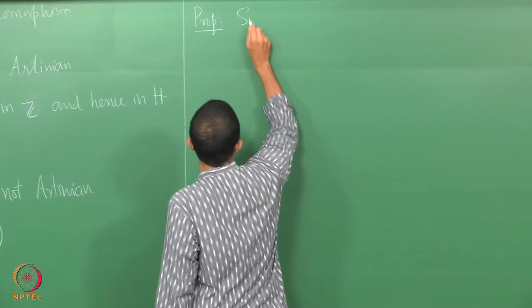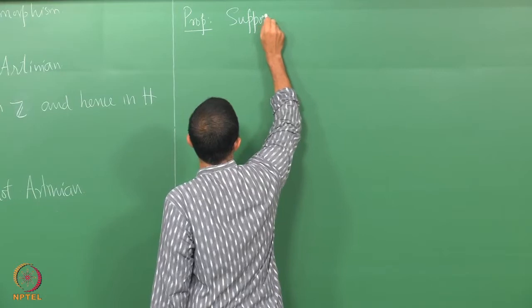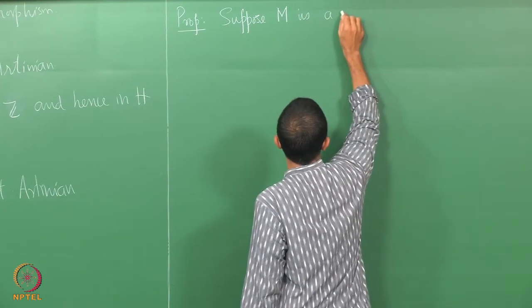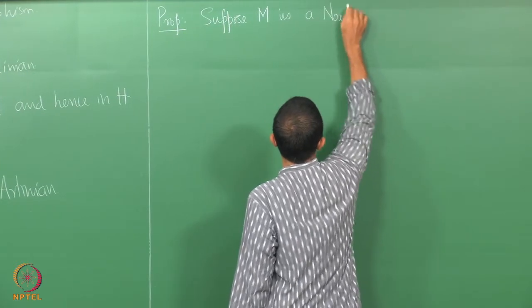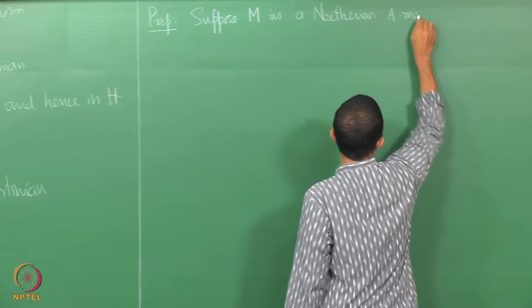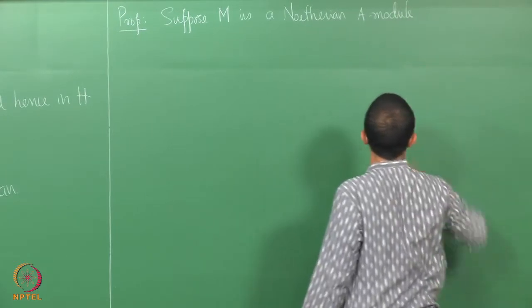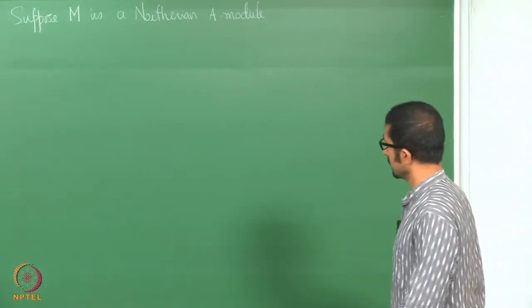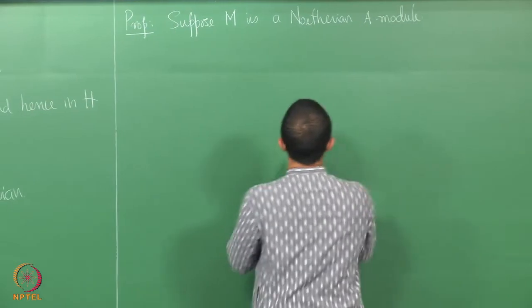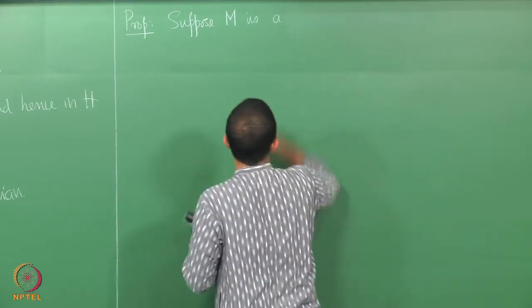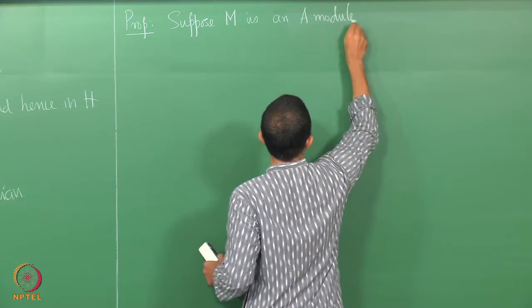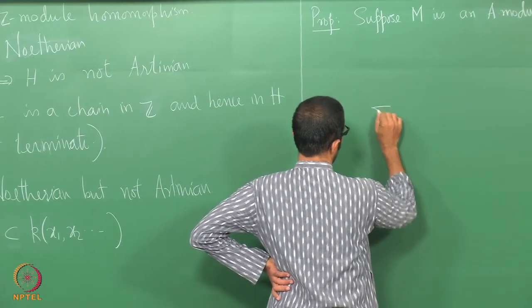Suppose M is a Noetherian A module, M is an A module, so look at the collection of all.